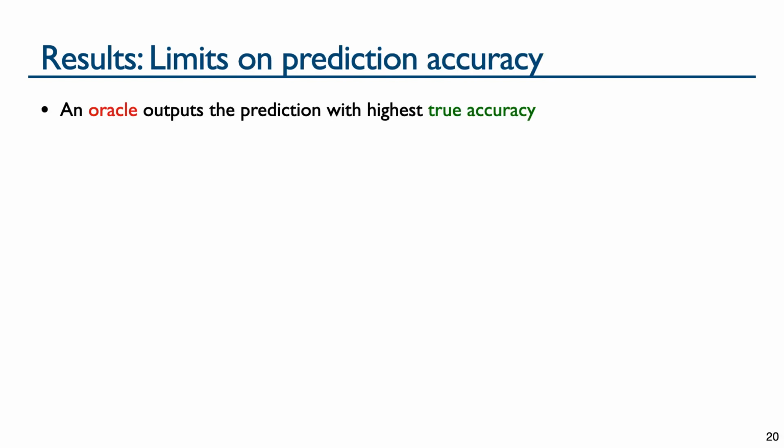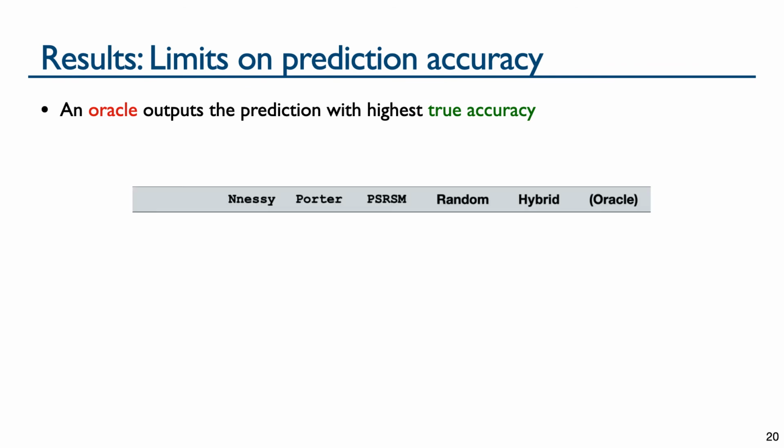We can bound the accuracy of an optimal hybrid method by considering an oracle that always outputs the prediction with higher true accuracy of the two hybridized methods. The following table gives the average accuracy of the best hybrid and its corresponding oracle. For the 8-state model, the best hybrid uses Nnessy and Porter. It achieves a hybrid accuracy of 77.7%, which is only 0.4% below the oracle accuracy. The fact that it is much higher than a random selection shows the strength of the accuracy estimator.